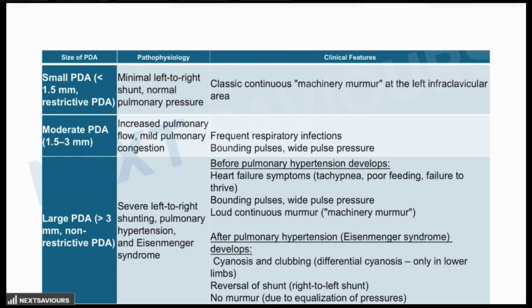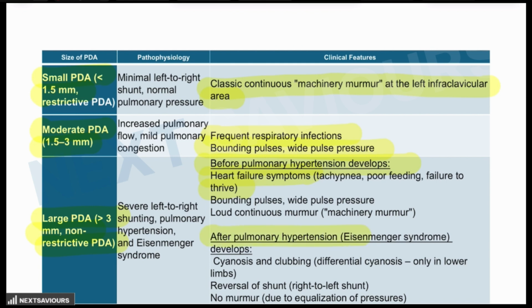As far as the clinical features are concerned, based on the size of the PDA, if the PDA is small, then it will result in a classic continuous machinery murmur at the left infraclavicular area. That is the only finding. Otherwise, it is asymptomatic in the majority of cases, with normal growth and development. In case of moderate PDA, where the size is between 1.5 to 3 millimeters, there will be mild exercise intolerance with frequent respiratory infections and bounding pulses or wide pulse pressures. And in some cases, as we have seen in all other cases where there is left to right shunt, before the pulmonary hypertension, it might result in features of heart failure.